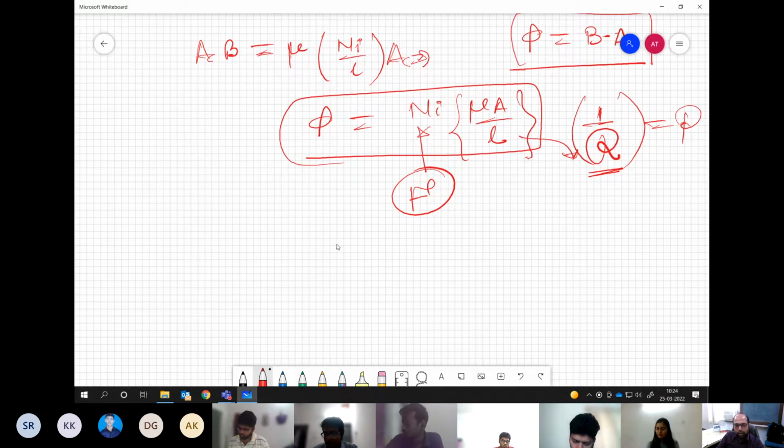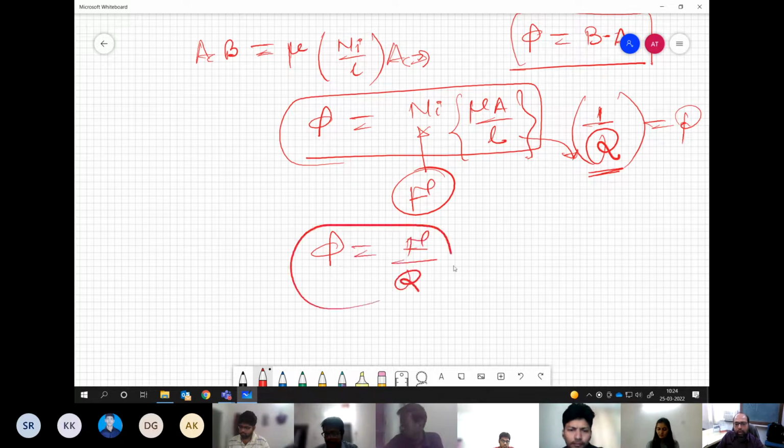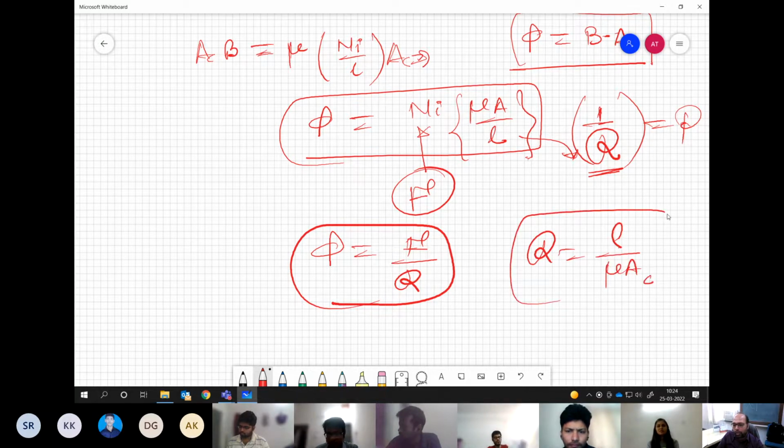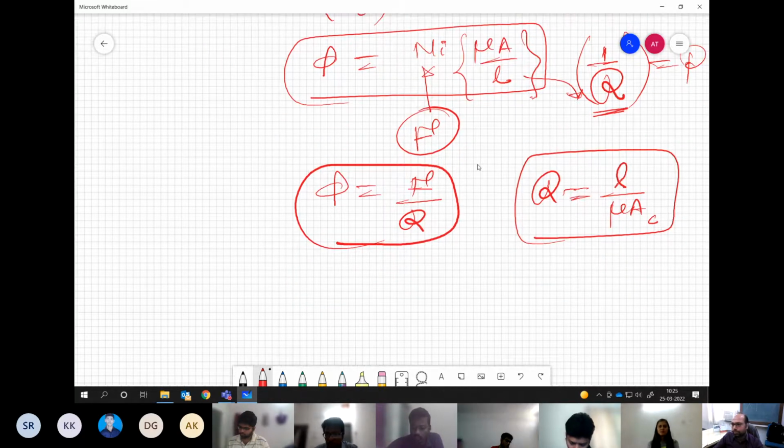So now we have the equation we were looking for, where reluctance is defined as L by mu times AC. So we understand if the core length is too much, of course, this is going to have more resistance. If the permeability is too high, then the reluctance is going to be lower. If core area is too high, reluctance is further going to be lower. So that is how these are related. Now, this is what we have computed, right?